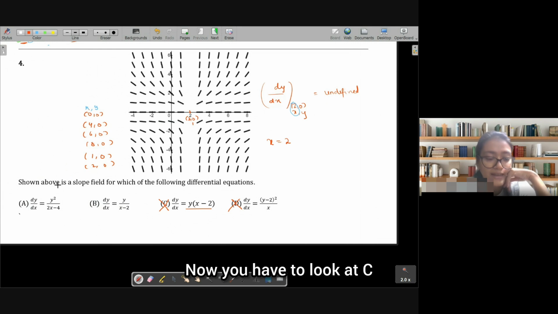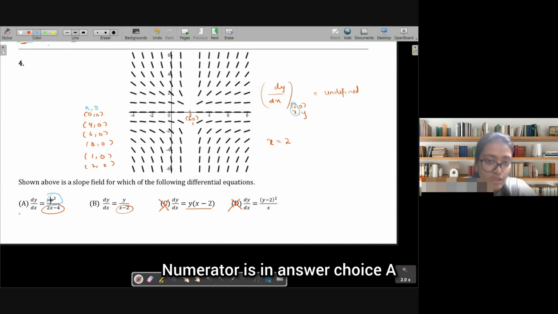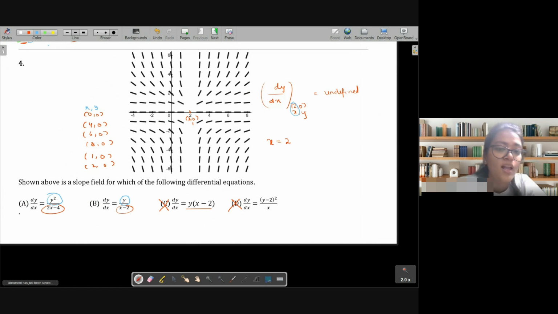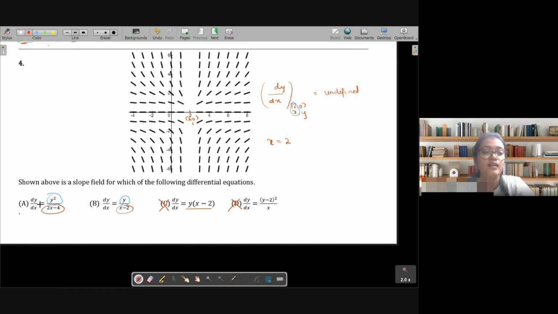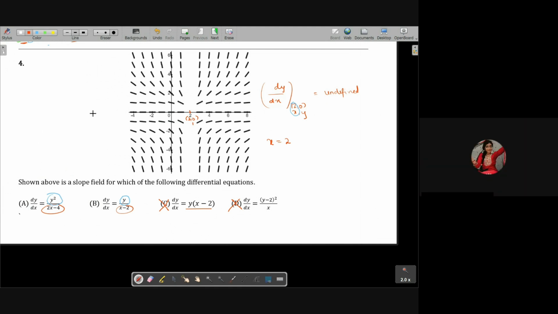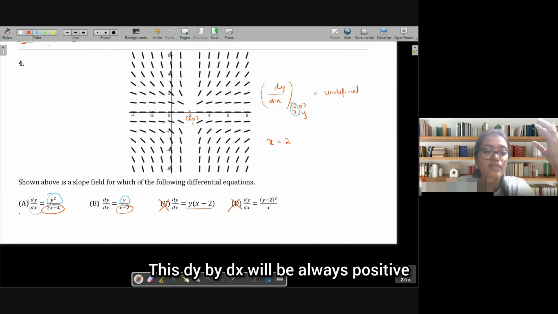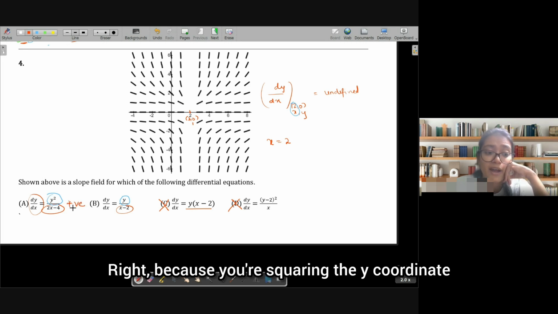Now we have taken care of the denominator. Now we will come to the numerator. What is the numerator? In answer choice A, it's y square, and in B, it's y. So y square means what? Whatever points you're taking, if y is becoming squared, no matter what point you take, this dy by dx will always be positive, right? Because you're squaring the y coordinate.